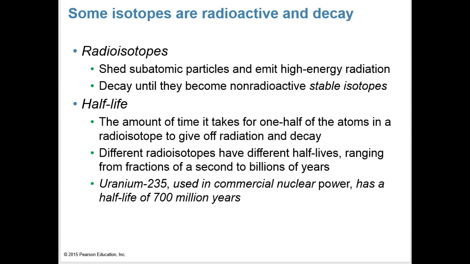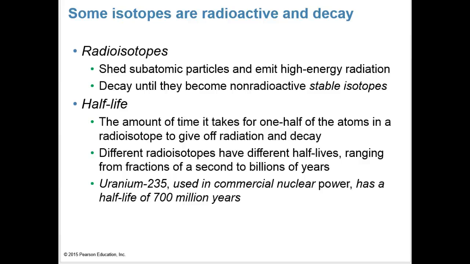Although elements can't be broken down by chemical reactions, some isotopes are radioactive and decay, changing their chemical identity as they shed subatomic particles and emit high energy radiation. Radioisotopes decay into lighter and lighter radioisotopes until they become stable isotopes, which are isotopes that are not radioactive. Each radioisotope decays at a rate determined by that isotope's half-life, which is the amount of time it takes for 1/2 the atoms in a given sample to give off radiation and decay.